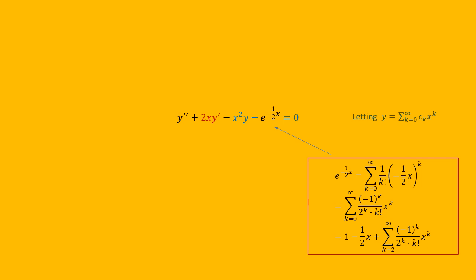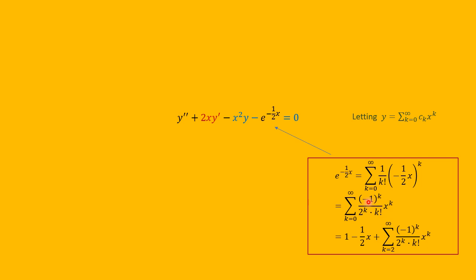So now we are up to this term in the equation, e to the minus half x. Well, let's remember that e to the x is the sum of x to the k over k factorial. So what we're going to do is take that well-known power series and replace the x with minus 1/2 x. So we get the sum, k goes from 0 to infinity, 1 over k factorial times minus 1/2 x raised to the k power.